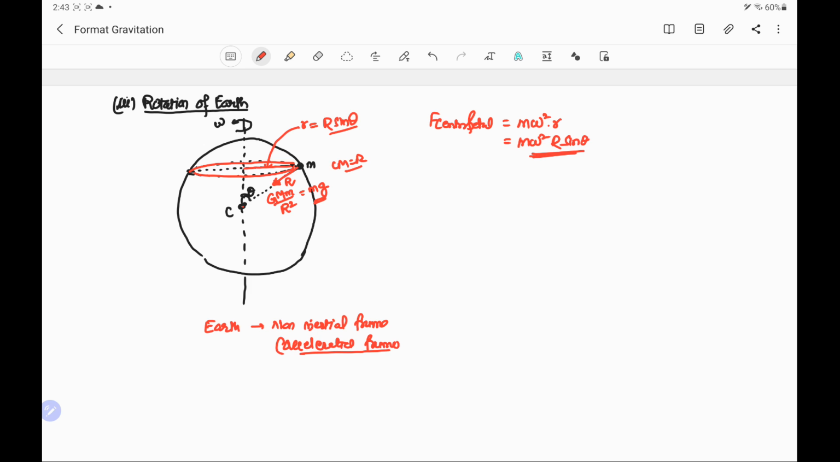So to apply Newton's laws of motion in this non-inertial frame of reference, this centripetal force is acting towards the center of the circle. So a centrifugal force or pseudo force will act outward, and this has the magnitude m omega square R sine theta, equal to the centripetal force. So the body has two forces acting on it. One is Newton's force of gravitation acting towards the center, and another is m omega square R sine theta. This is a pseudo force acting outward, opposite to the centripetal force.